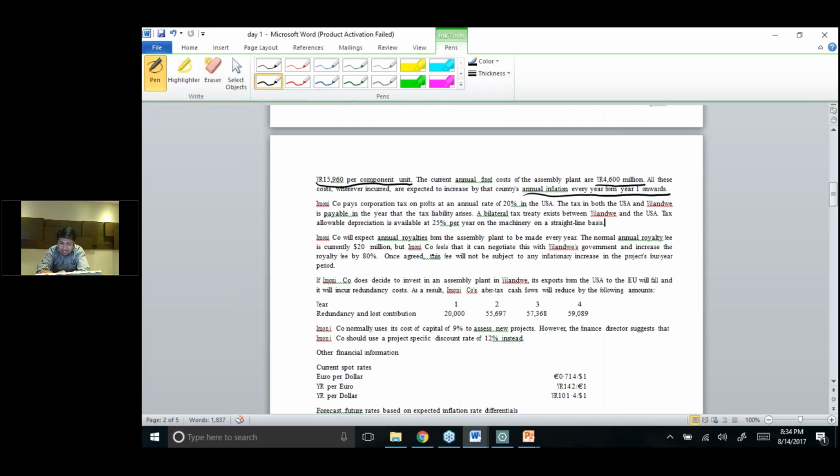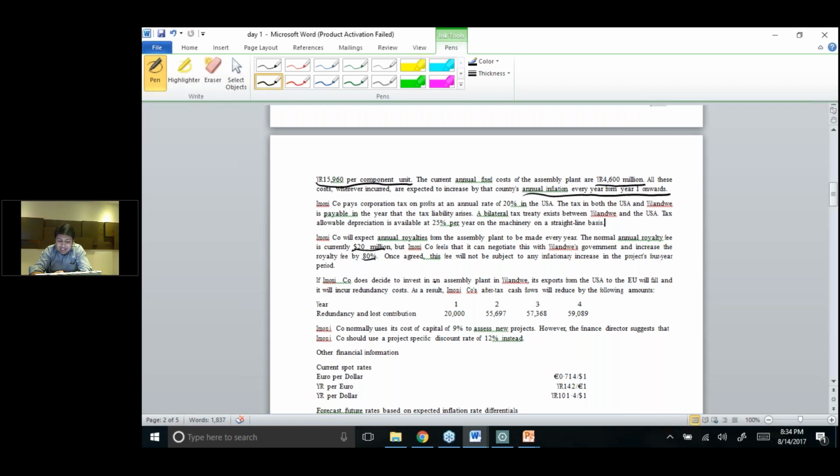The company will expect an annual royalty from the subsidiary every year, that is $20 million, but the company feels that it can negotiate with the government and increase the royalty fee by 80%. And obviously we will assume that this royalty will be increased by 80%, which will be equal to 36 million, because even if the government is currently giving the tax concession, giving it for the assembly plant, this government can easily agree on these terms of increasing the royalty amount.